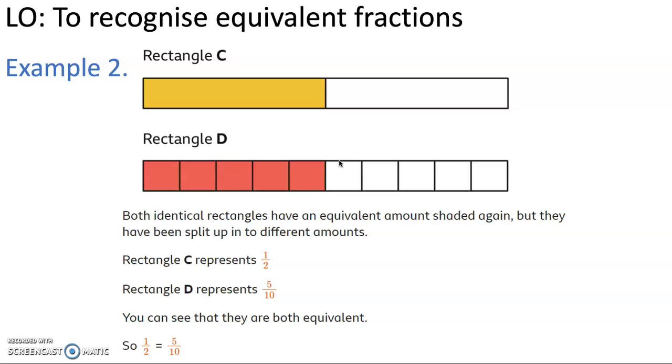With example number 2, I have two identical rectangles again, with different amounts shaded, but they have been split up into different amounts. I have rectangle C that has been split up into two amounts. So this represents one part shaded out of 2, which is a half, and rectangle D, which has a total of 10 parts. This time, 5 parts are shaded, which represents 5/10. You can see clearly that they are both equivalent, so that 1/2 equals 5/10.